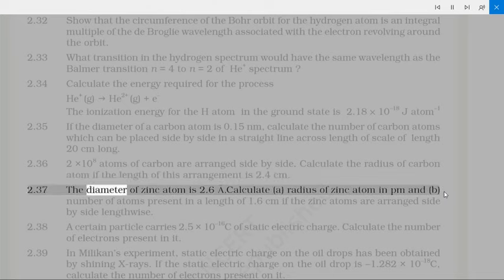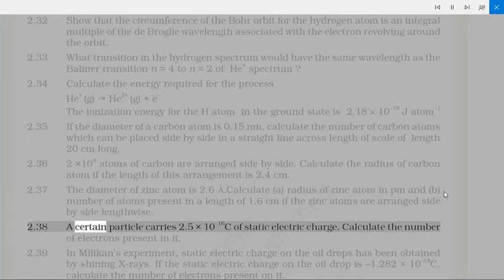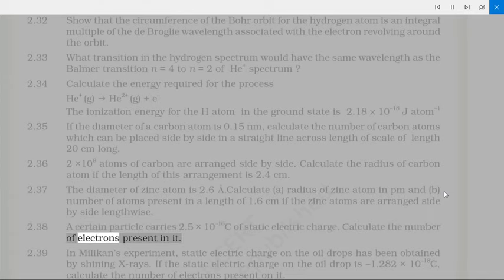2.37 The diameter of a zinc atom is 2.6 angstrom. Calculate a, the radius of the zinc atom in pm, and b, the number of atoms present in a length of 1.6 centimeters if the zinc atoms are arranged side by side lengthwise. 2.38 A certain particle carries 2.5 times 10^-16 C of static electric charge. Calculate the number of electrons present in it.